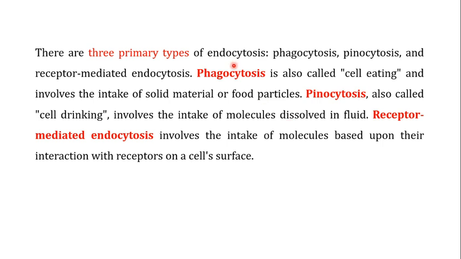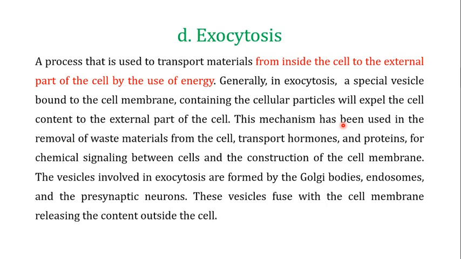So in phagocytosis, you are dealing with solid material. In pinocytosis, you are moving things from outside of the cell into the inside of the cell, which are dissolved in fluid. Receptor-mediated endocytosis involves the intake of molecules based upon their interaction with receptors on a cell surface. So there will be a receptor on the cell surface. The desired material is going to interact with that receptor, and then that receptor helps in this process of endocytosis.